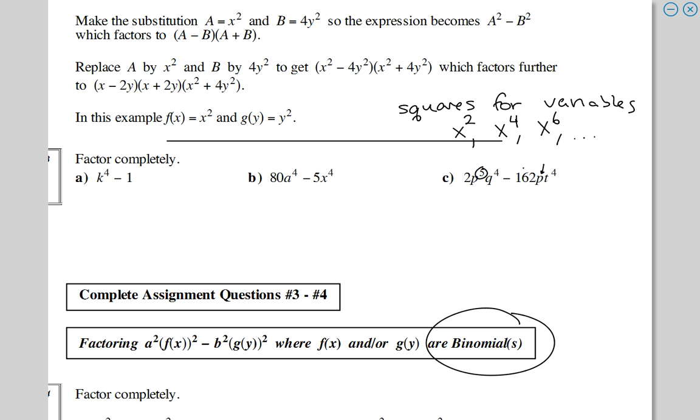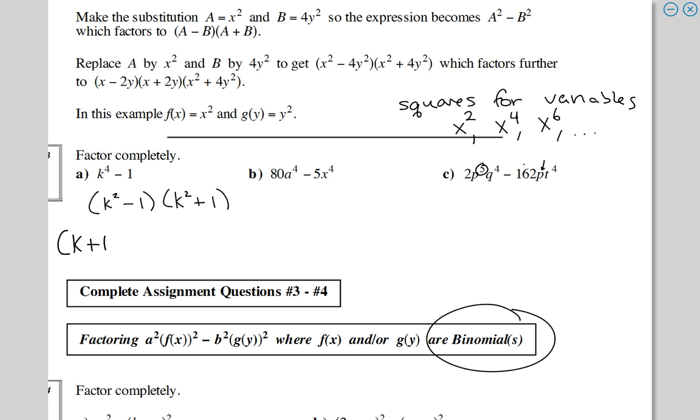So k4, is that a perfect square? Okay, so let's break it down. K squared minus 1, k squared plus 1. Am I done? So keep going. You got a k plus 1, and you got a k minus 1, and then you got a k squared plus 1. Because this is difference of squares, it breaks down further. Because it's a sum of squares, positive, you can't do sums of squares. Okay, over on the next one.